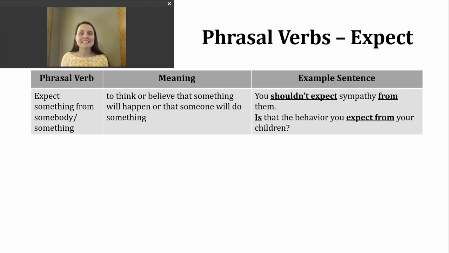The first sentence is, you shouldn't expect sympathy from them. So this is sort of a negative expectation. So you are thinking or believing that something will not happen in this case. This person is not going to be understanding or kind.